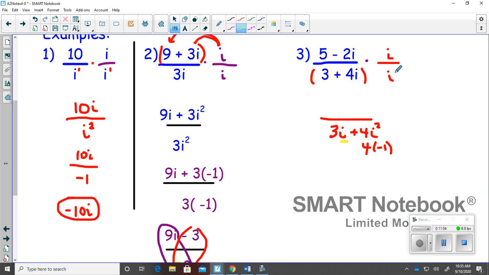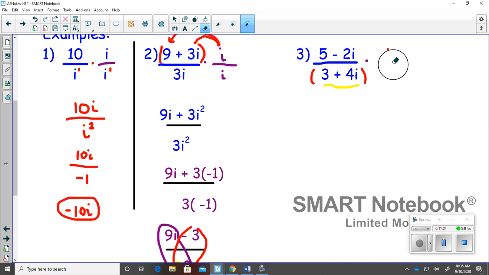And so this method, even though it worked for number 1 and 2, it will not work for a problem of this nature. So the general rule of thumb is when you see two terms in the denominator and one of them is an imaginary number, thus this is complex, this method will not work.